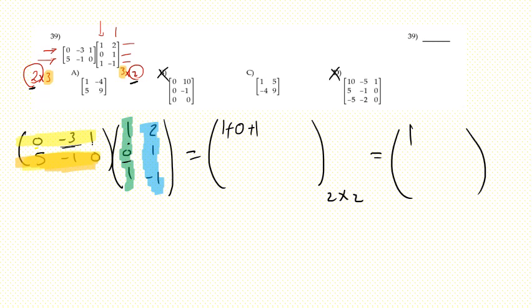Let's go back. 0 by 2 is 0. Negative 3 by 1 is negative 3. 1 by negative 1 is negative 1. So this is negative 4. And positive 2. 0 by 2 is 0. Negative 3 by 1 is negative 3. 1 by 1 is 1, so it's negative 2. Right?